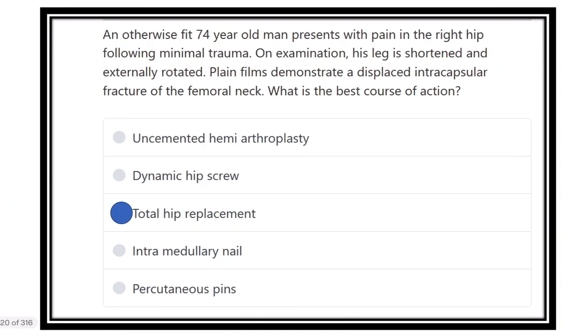So what is our option in this patient? As he is fit, although he is 74 years old, total hip replacement is the best option. Here we can see it is a displaced intracapsular fracture. As it is displaced, there is no option for the IM nail or dynamic hip screw. In this condition, we have to go directly for total hip replacement.